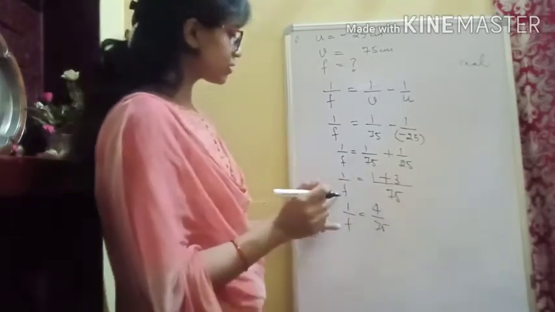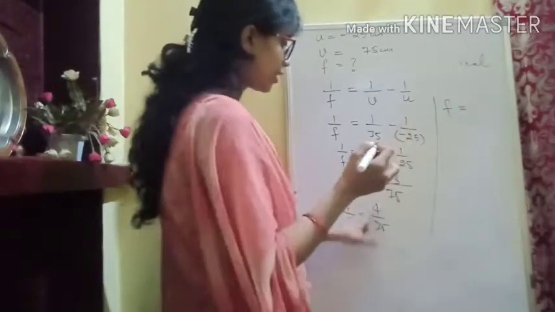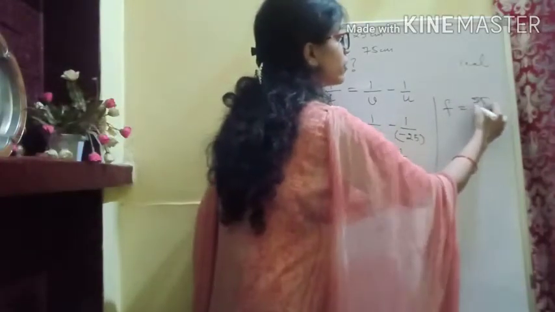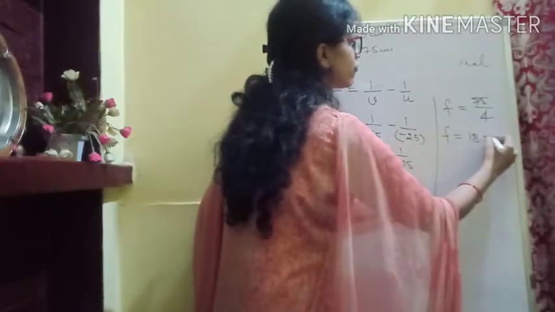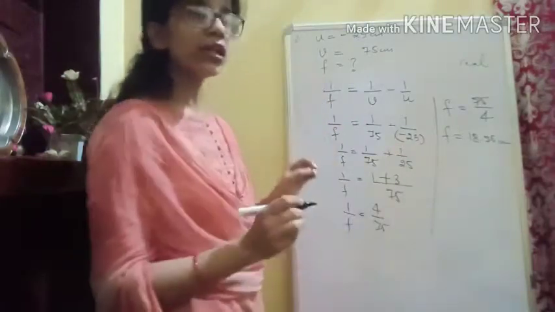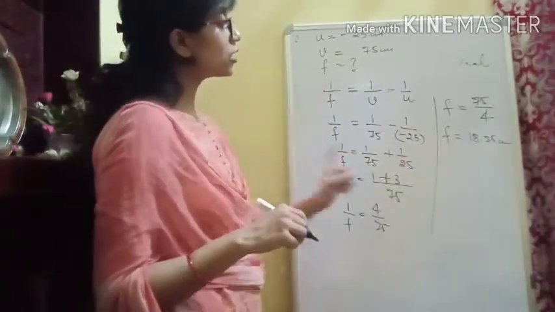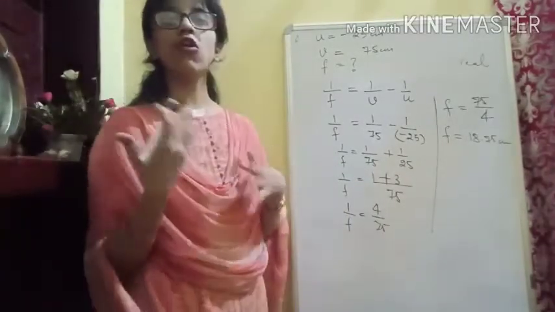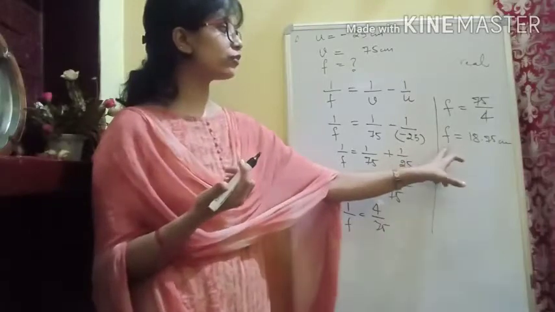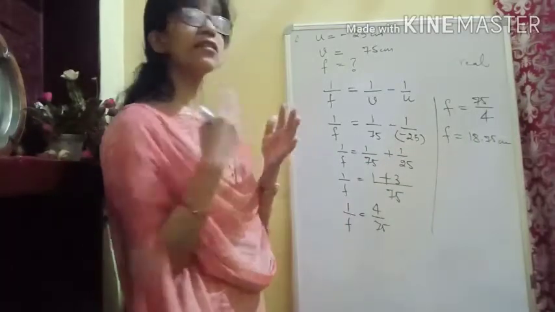When you reciprocate, since it is 1 upon f, it will be f equals 75 upon 4, which is 18.75 centimeter. So your focal length is coming 18.75 centimeter. Also you see the sign of the focal length is coming plus. For a convex lens, the sign of the focal length is always plus. You need to remember this.